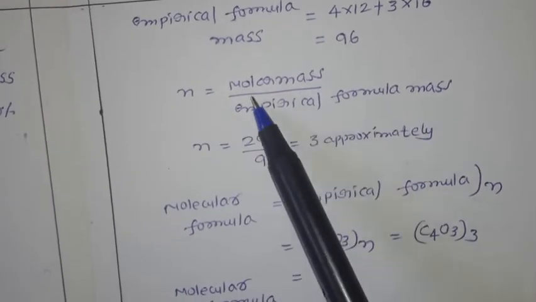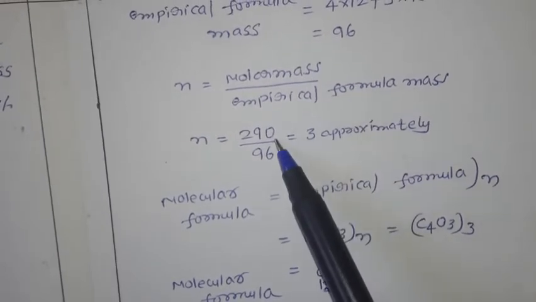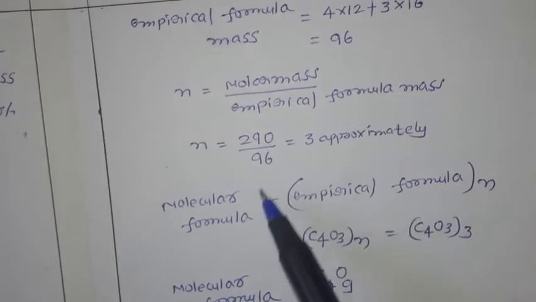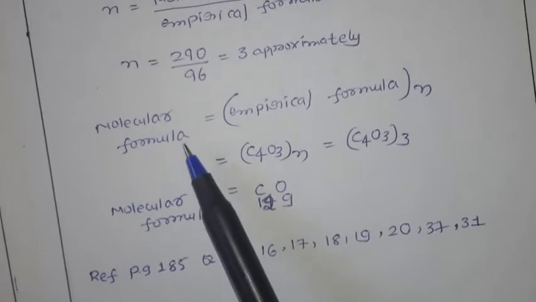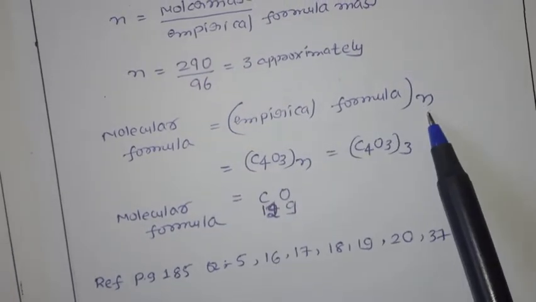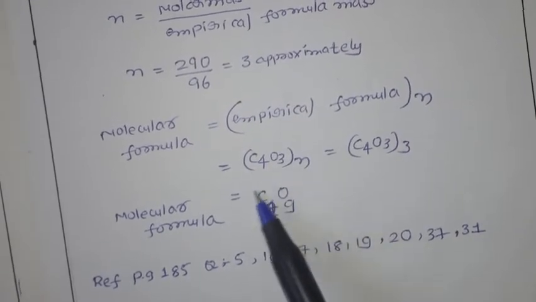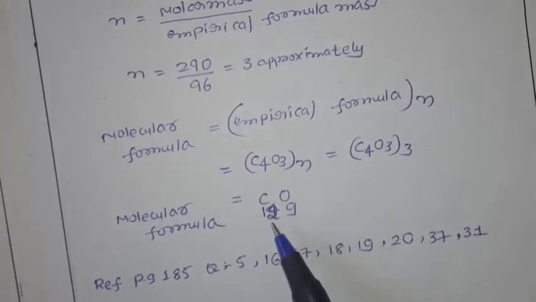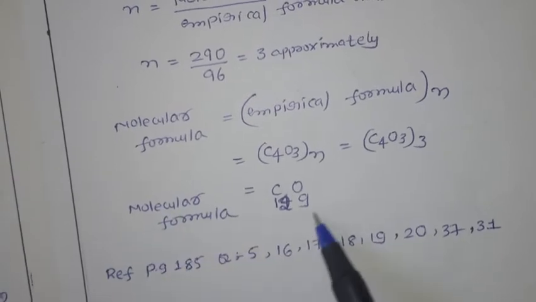Now n equals what? Molar mass divided by empirical formula mass. Molar mass is already given in the data, that is 290. Empirical formula mass we got is 96. So you are getting approximately 3. Now how do you calculate the molecular formula? Molecular formula equals empirical formula into n. The empirical formula is C4O3, and n value is 3. If you substitute here, the formula is C12O9. This is the molecular formula of the given compound.